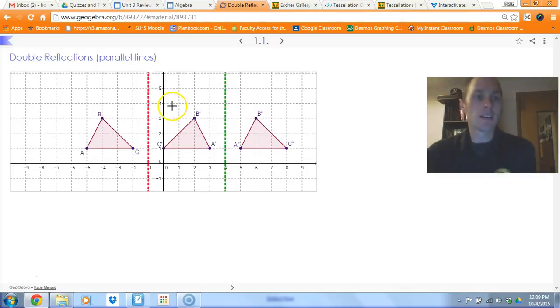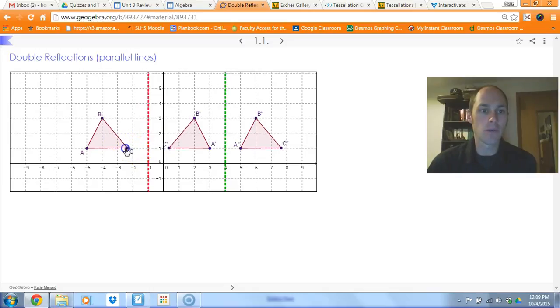So first of all, let's take a look at what happens when we have parallel lines that we're reflecting across. So here we have triangle ABC reflecting across the line x equals -1. And then we're reflecting that again across the line x equals 4. Notice these lines are parallel. And let's just take a look at some of the properties that exist. Notice if I move this one, see the effect that it has on both the other images.